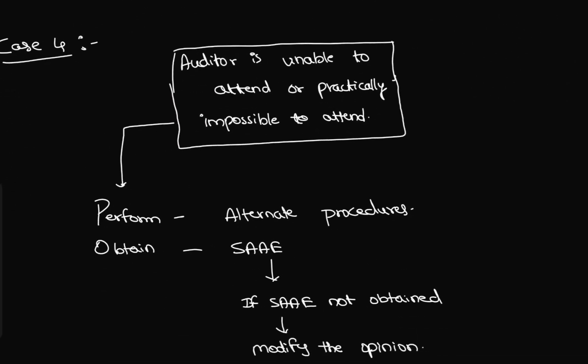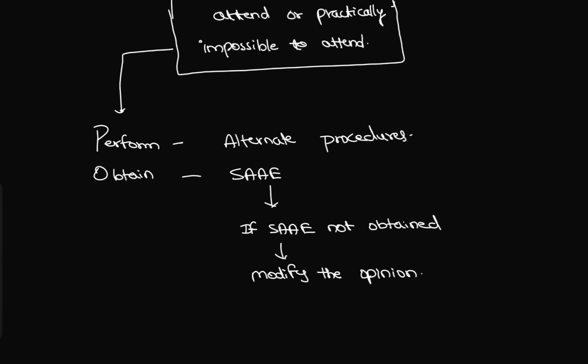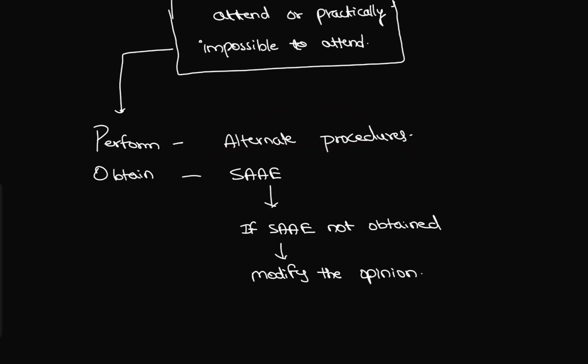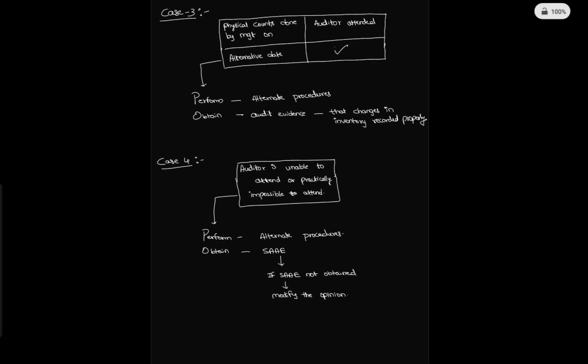Case 4 is where the auditor is unable to attend, or it is practically impossible to attend. In that case he has to perform alternate procedures. He doesn't have any other option. If he is unable to obtain sufficient and appropriate audit evidence, then he has to modify the opinion. So with this we completed topic 1.